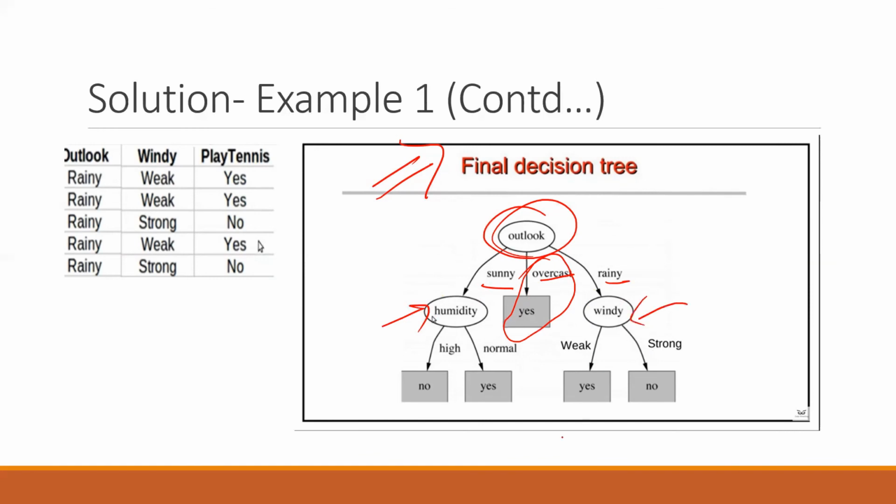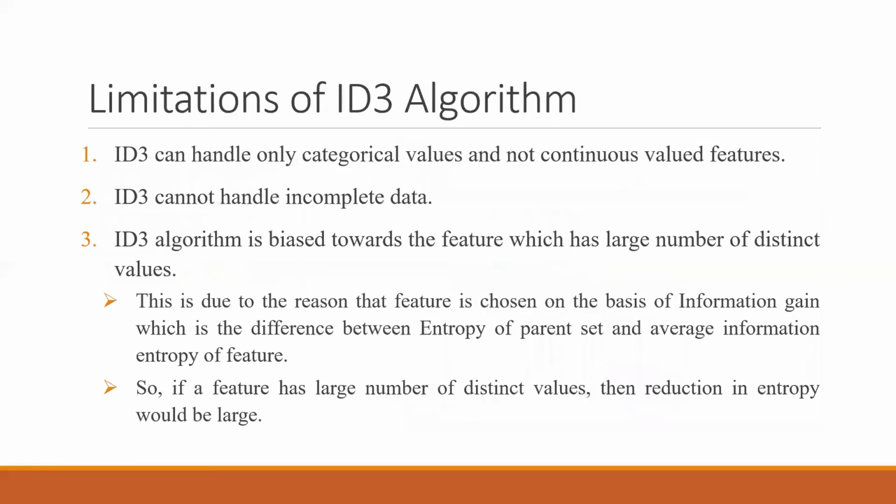Based on that, the decision was made that if humidity is high you will not play golf, if humidity is low or normal you will play golf, and similarly for windy weak you will play golf, windy equal to no you will not play golf. So this is how the final decision tree looks after implementing the ID3 method using entropy and information gain. There are some limitations of this method.